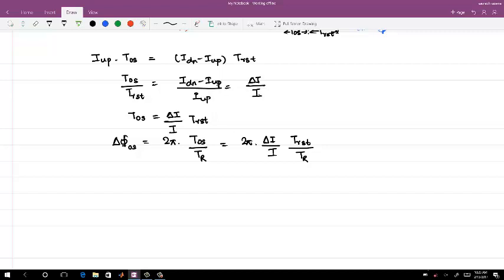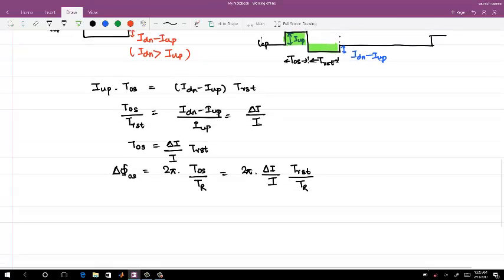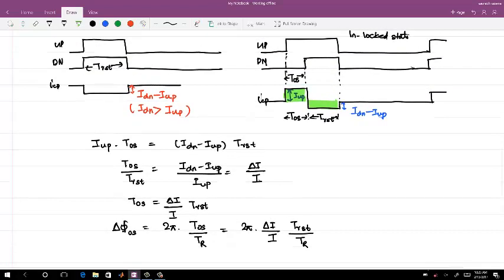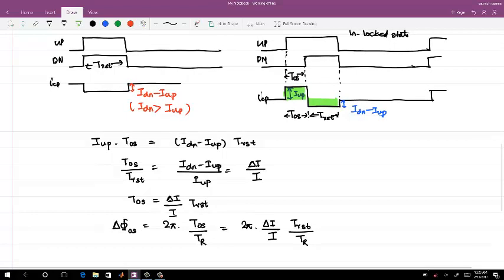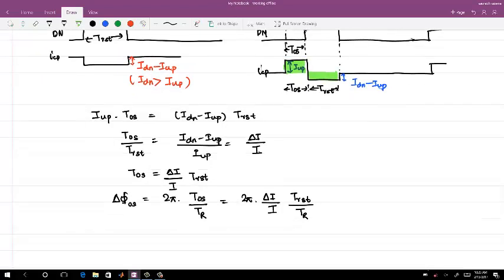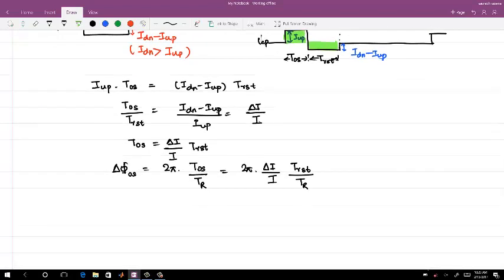Okay. He's asking whether there is anything wrong in the equation. Let me just see. I up times T offset is I down minus I up times T reset. The area is fine. This is I down minus I up, delta I by I up. So T offset is this. Phase offset should be, yeah, this is the phase error, which is T offset by TR. So this is fine. Let me just write that this is the reference period.